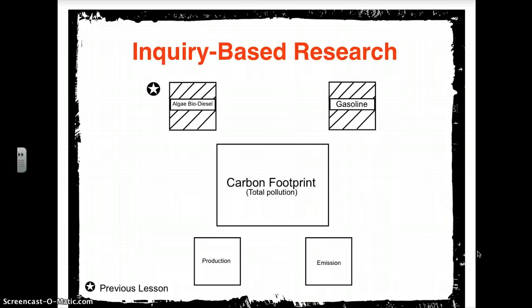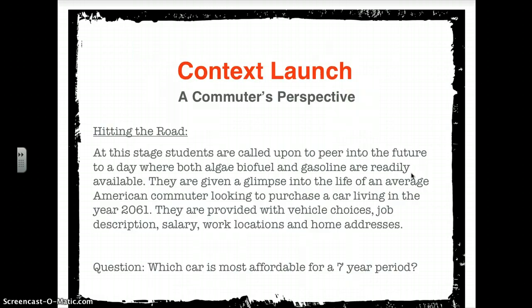And then we'll talk about the carbon footprint from an algae biodiesel perspective, which was a previous lesson leading up to this, and then a gasoline perspective on carbon footprint. And they'll be looking at the production as well as the emission. And here's where we launch the context. Once they're done with their research, we'll give them a commuter's perspective. So here we have hitting the road.